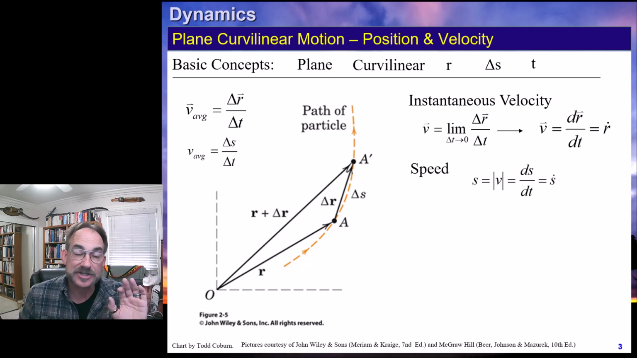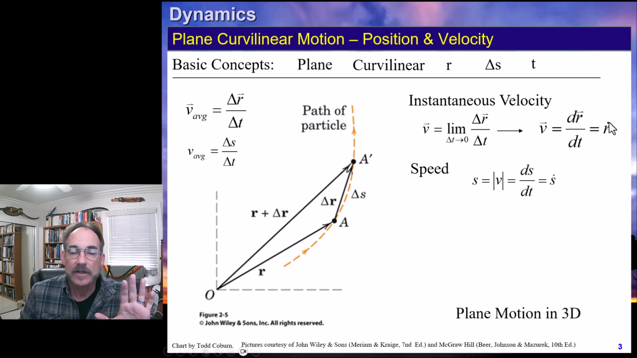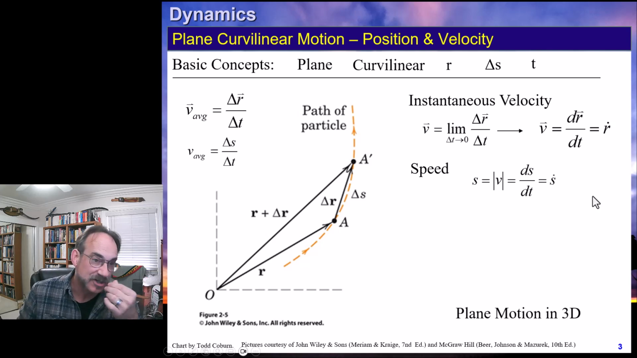Our speed is just the magnitude of that. So if our position magnitude, or the change in position, is just called s, or ds, then we can define that magnitude of the change, which is the speed, as s dot. These are commonly used and are the same as r dot, but r dot is a vector and s dot is just a scalar.